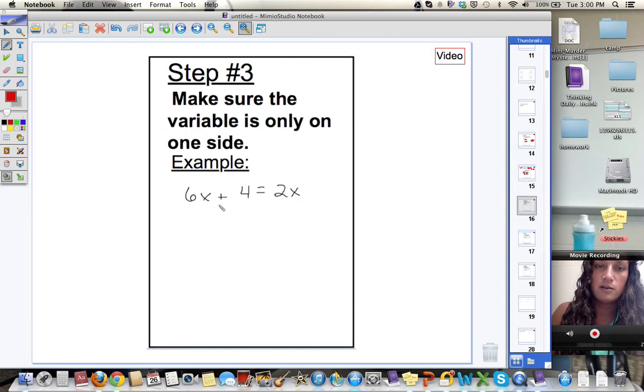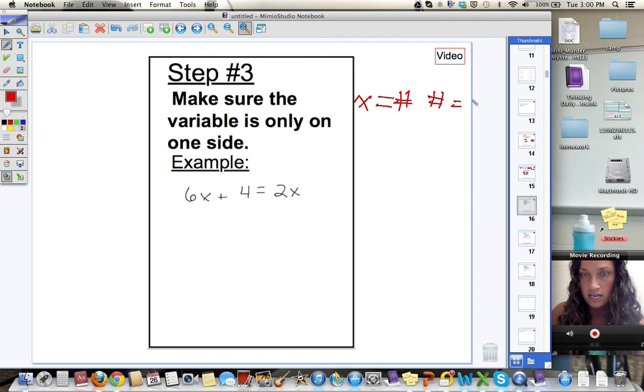Step 3, make sure the variable is only on one side. If I have an equal sign, normally we have x on one side and a number on the other. Or it could be this way, the number's on this side of the equal sign and the x is on that side. It doesn't matter. The easiest way for me to do this is, there are 2 terms on this side and 1 term on this side. So I'm going to move something on the side with 2. This is a letter, so I want to move a letter over to the other side, moving 1 on the side that has 2.